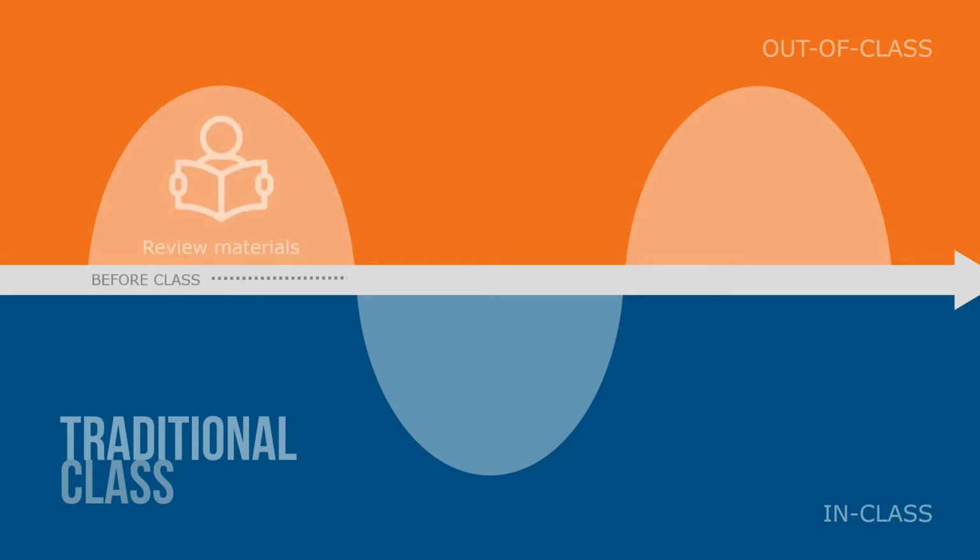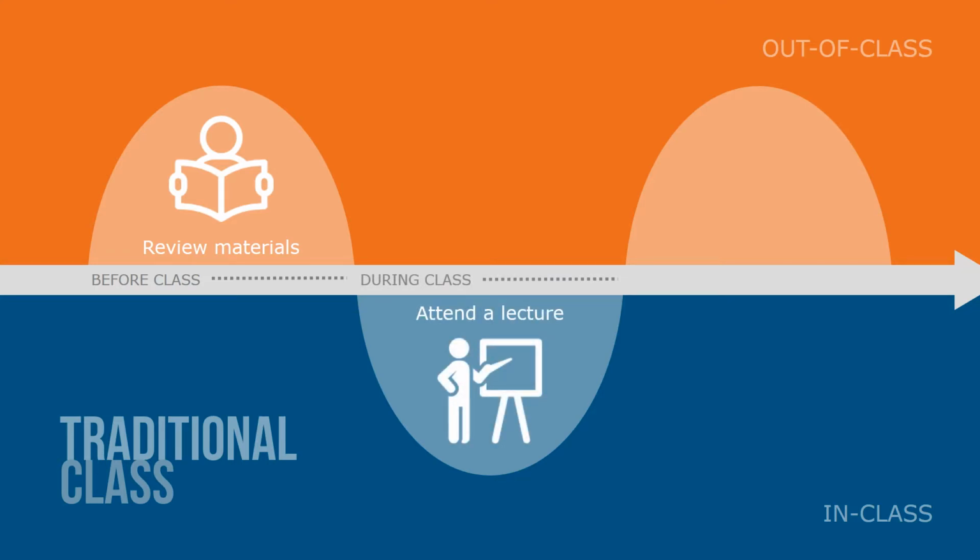In a traditional lecture-based class, students are typically assigned materials to review before coming to class, like reading and maybe some online content. But then are expected to sit through an in-class presentation or lecture that covers similar content. And then are assigned something to do for homework, typically an assignment on their own.